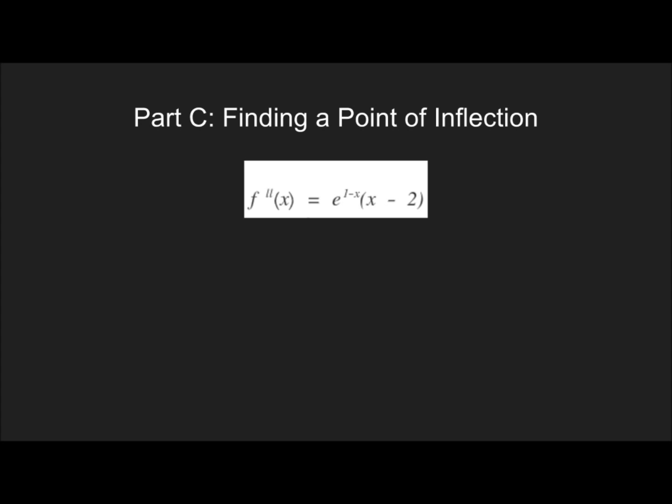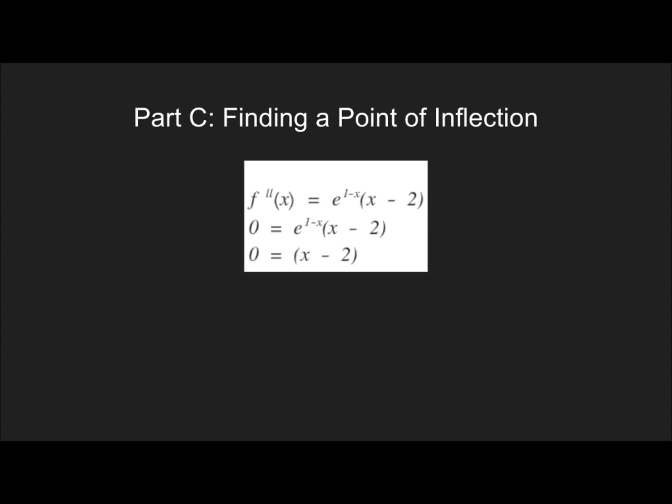Part C asks us to find a point of inflection. So here we have to set the second derivative, which is e to the 1 minus x times x minus 2, equal to 0. Once again, e to the 1 minus x will never be equal to 0, so we only have to analyze x minus 2. When we solve for x, we find that there is a possible point of inflection when x is equal to 2.